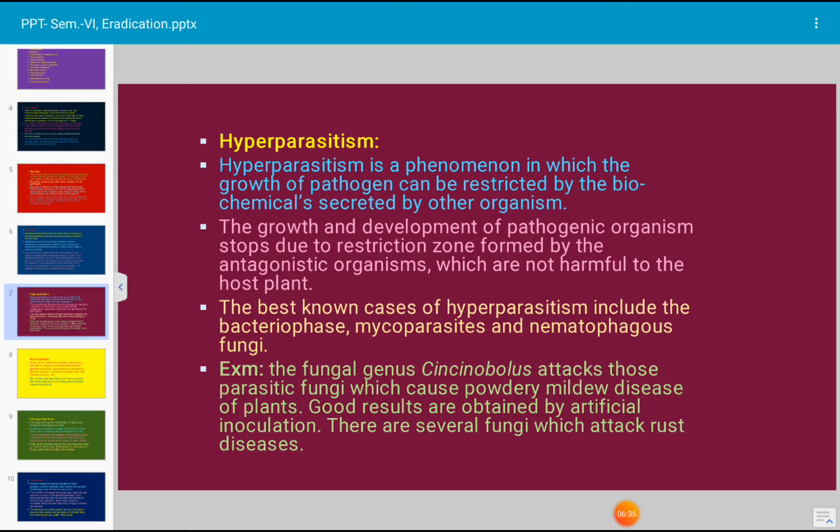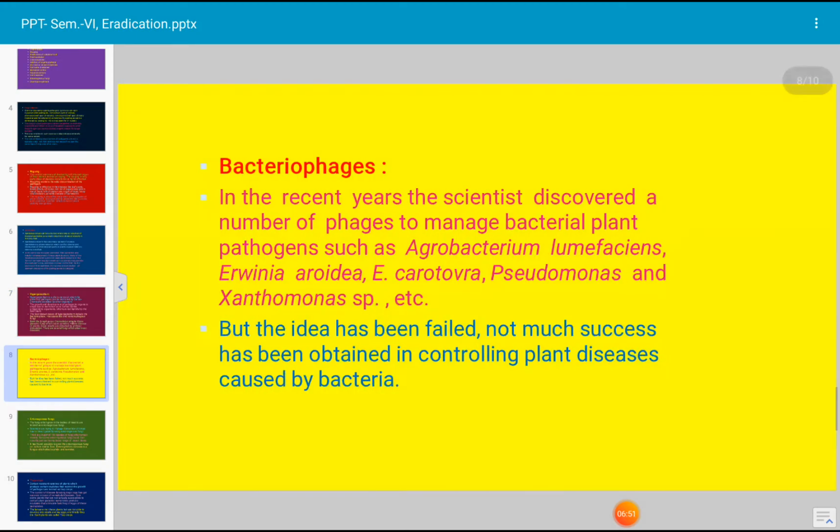Example, the fungal genus Cincinnobolus attacks those parasitic fungi which cause powdery mildew disease of plants. Good results are obtained by artificial inoculation. There are several fungi which attack rust diseases.